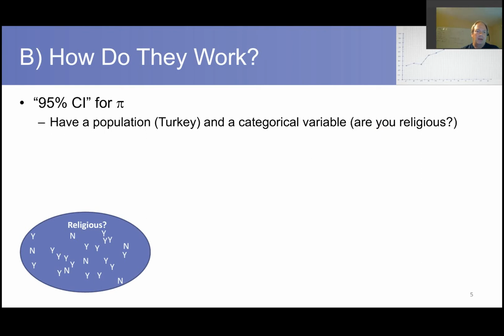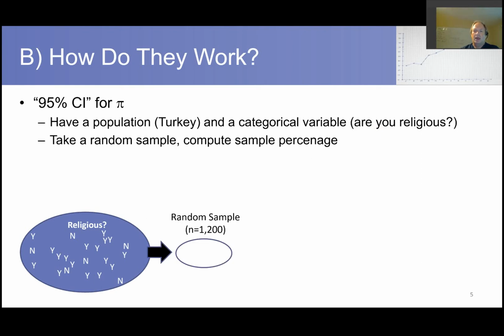So there's my population. And I have to take a random sample, and I'm going to compute the sample percentage. And in this case, we'll say it's 88%. That's what it happens to be from the data set.